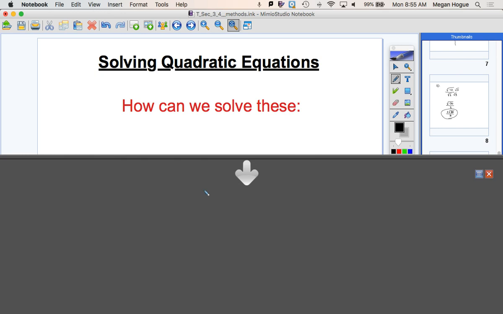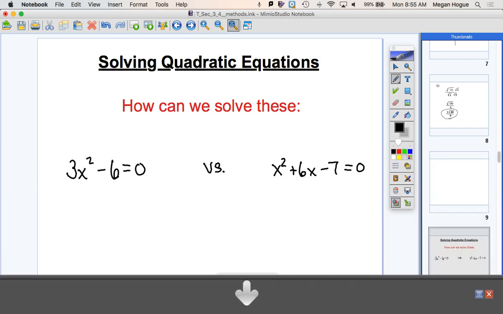And so you don't need to write down that sentence, but we're going to compare these two equations. So we're going to compare 3x squared minus 6, and we're going to compare x squared plus 6x minus 7. So you can write one down at a time. You don't have to write them both. So I'm going to start with the 3x squared minus 6 equals 0.